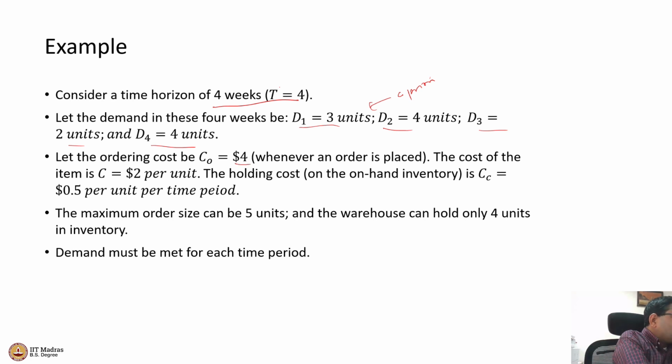Cost of ordering is $4. Whenever the order is placed, this ordering cost is incurred; if no order is placed, it will not be incurred. Cost of the item itself, C, is $2 per unit, and the holding cost, which is the cost of keeping the item in storage, the carrying cost CC, is $0.5 per unit per time period.